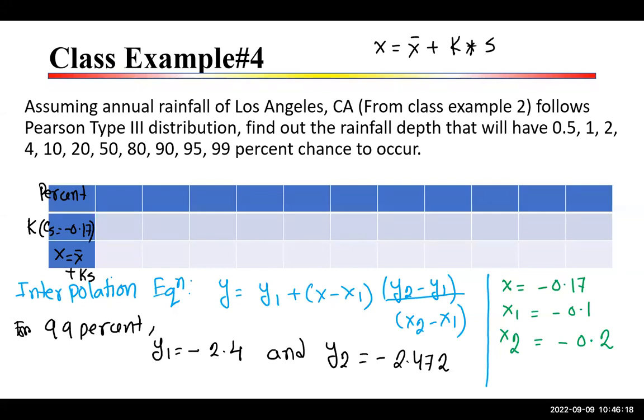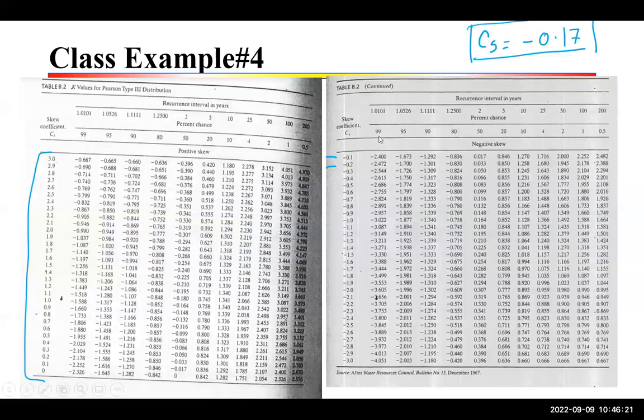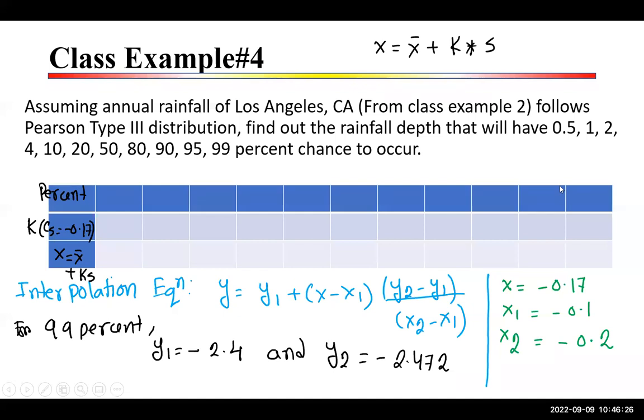Since I'm using this table, I will follow this sequence like 99%, 95%, 90, so that it will be a little bit easier for me. So the percent will be 99, 95, 90, 80, 50, 20, 10, 4, 2, 1.5. Okay. And please do that on Excel. It would be easy.